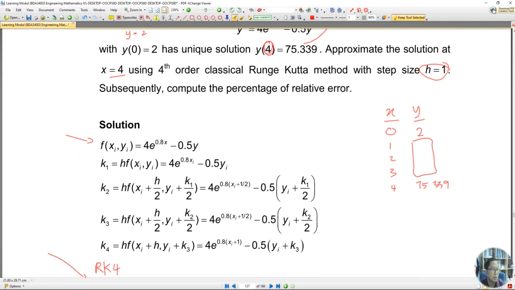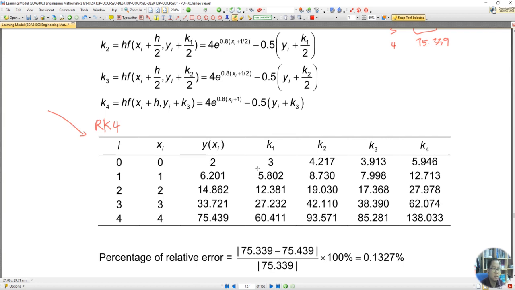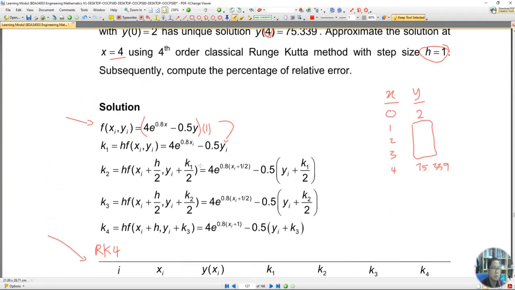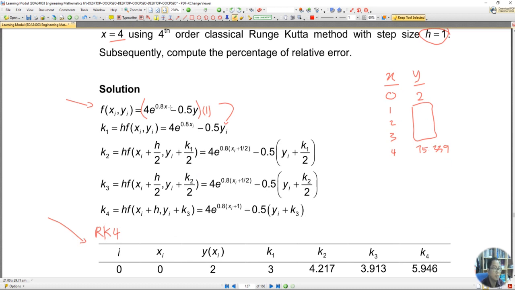So you just multiply. In this case, this one is multiplied by 1, so f(x,y) is the same as k1 because h is 1. If the h value is 2 or 0.5, then we get a different value of k1. So in this case, for k1 you just copy and substitute based on this equation.